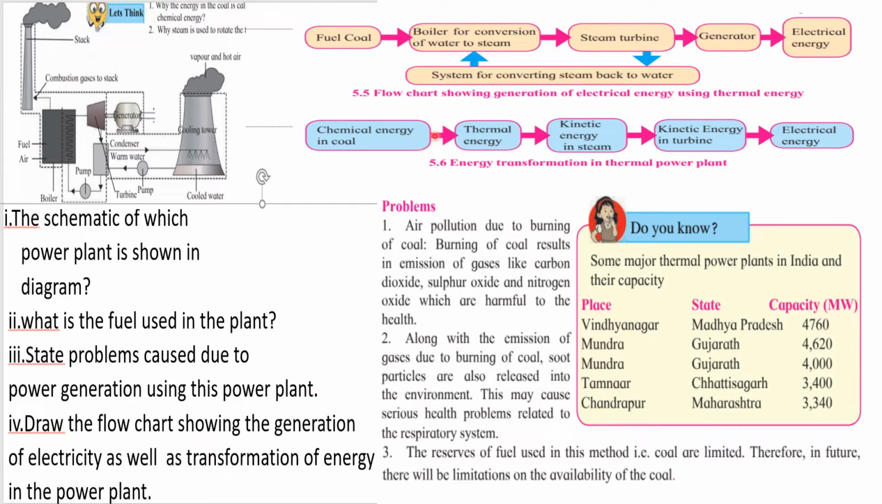Here, we have to draw the generation of electricity as well as the transformation of energy. Here, coal is used as a fuel. There is a boiler for conversion of water into steam. Due to this, the steam turbine is rotated, and along with that, a generator rotates and electricity is produced. The energy transformation is: the chemical energy of the coal is transferred into thermal energy, which is transferred into the kinetic energy of the steam, then the kinetic energy of the turbine, and electricity is produced.